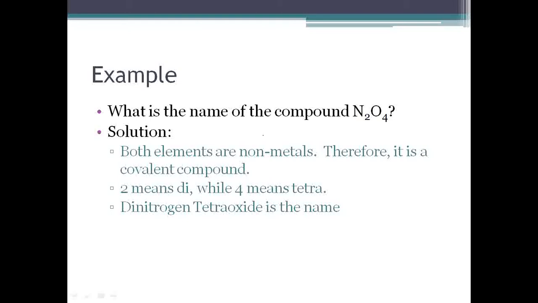Alright, so how do you name a compound like this? Well, you've got to remember your prefixes. So it's nitrogen, there's two of them. So it's di-nitrogen, and there's four oxygens. Four is tetra. So it's dinitrogen tetraoxide.